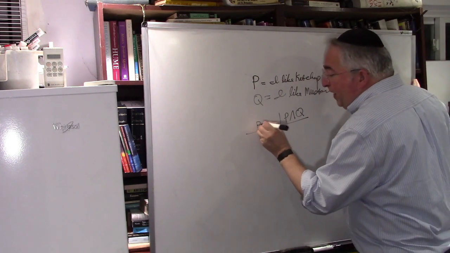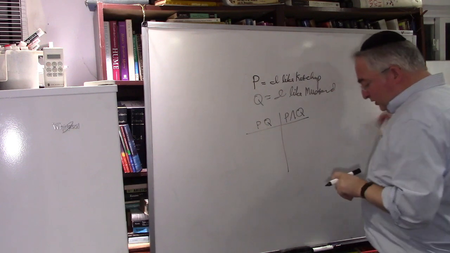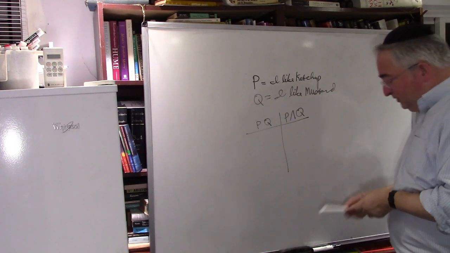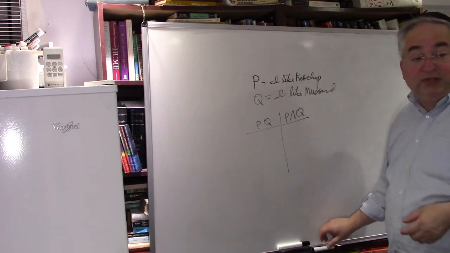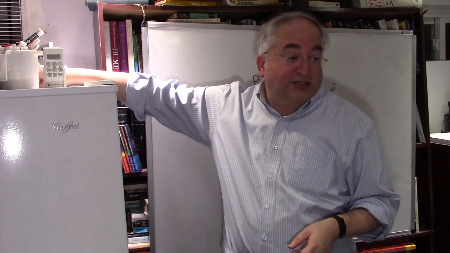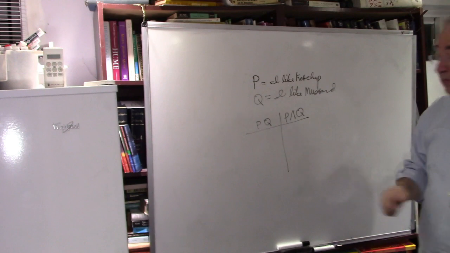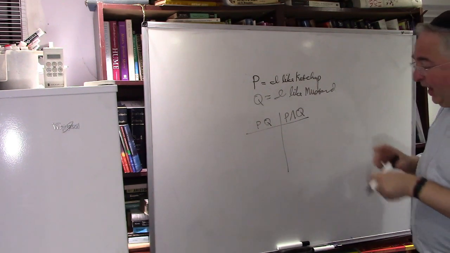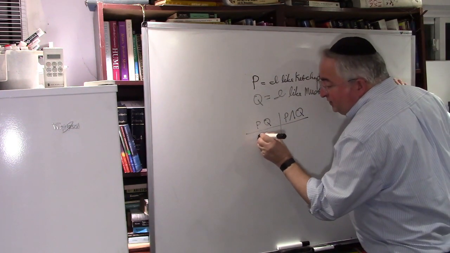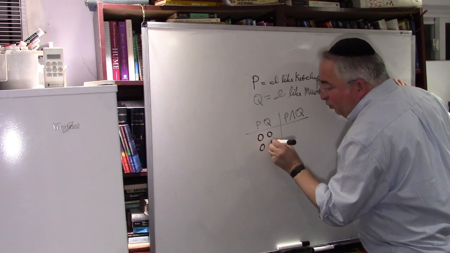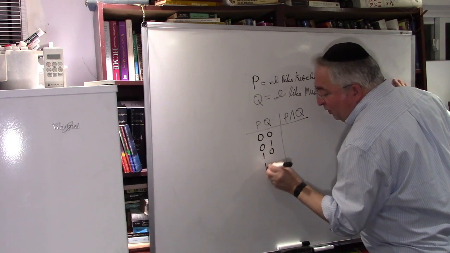Let's put all possible values for P and Q. We're going to put all possible values just like we did for the numbers, but the numbers we couldn't finish making the list because there were an infinite number of numbers you could put in. But here you can do it. And I'm going to do this in a special order: 0, 0, 0, 1, 1, 0, 1, 1.